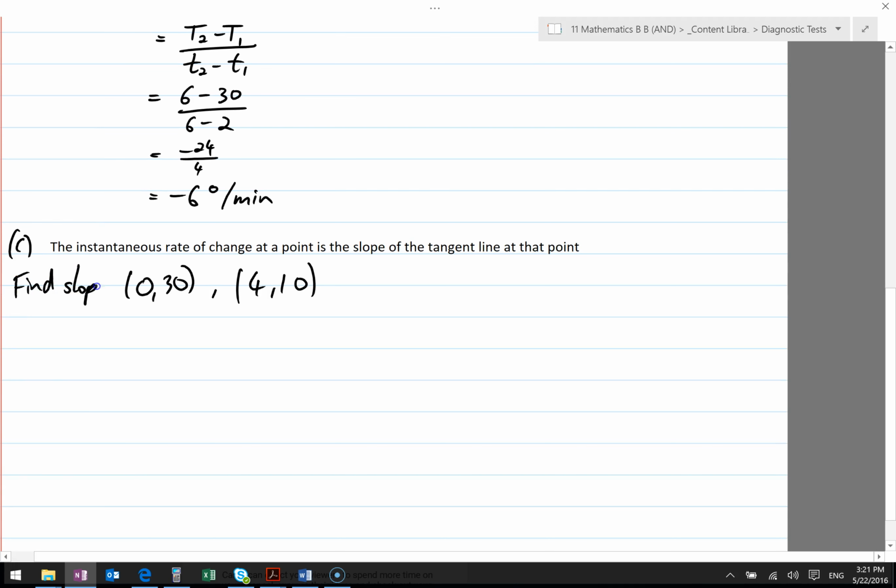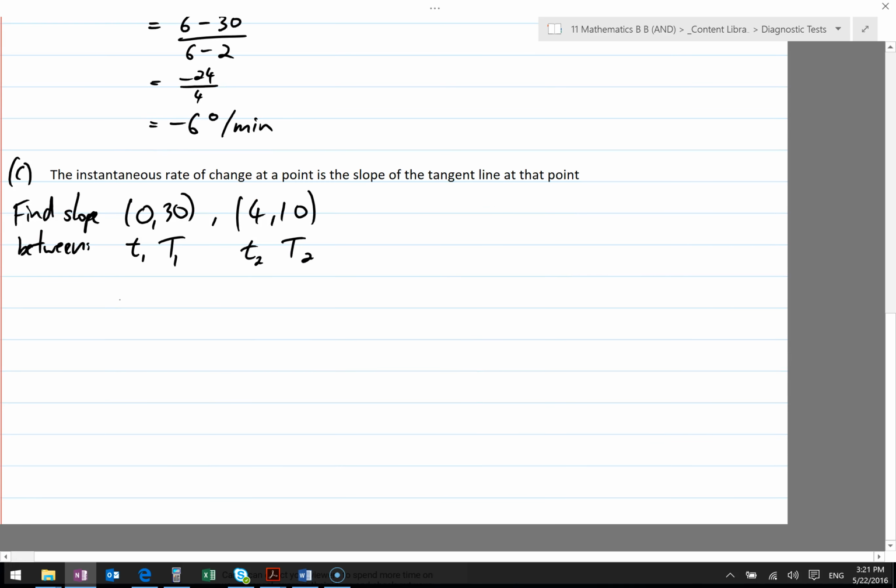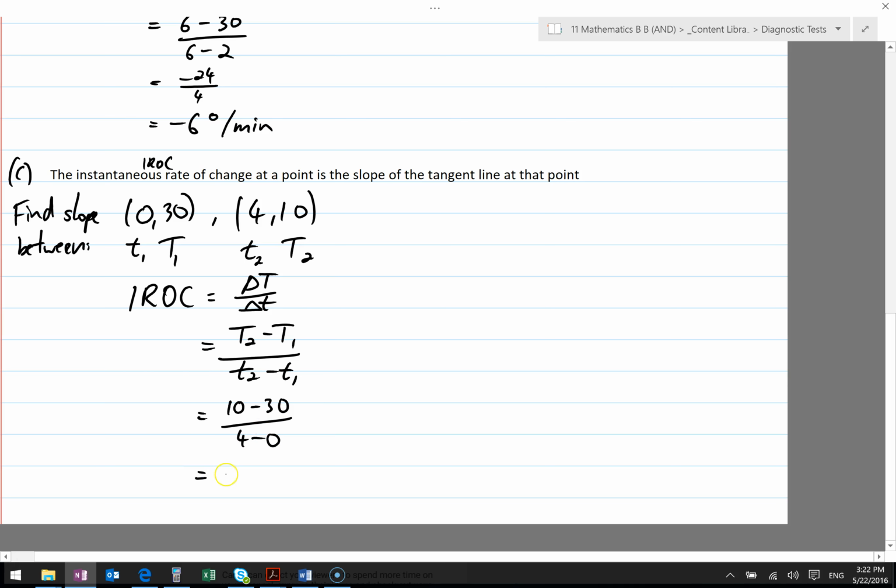So I need to find the slope or gradient between these 2 points. Again, T1 and T2. So my instantaneous rate of change, IROC, is change in temperature on change in time, exactly the same scenario as in that previous example. Whatever minus 20 on 4 is. I think it's minus 5 degrees per minute.